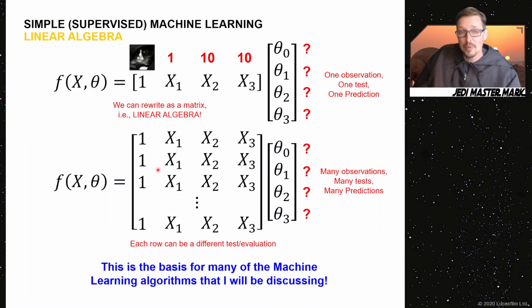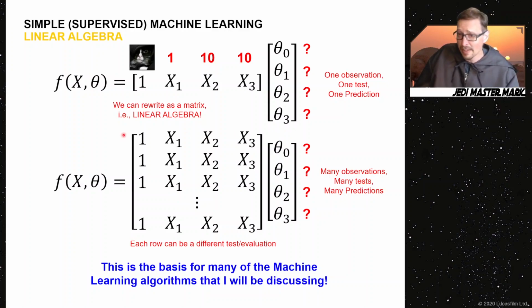So I use that example because what you actually have here is x1, x2, and x3. So you could put those values in this first matrix. And the second matrix is theta naught, theta 1, theta 2, theta 3. These are your model parameters. So this first one is an example of one observation. So you look at one observation or one test, and when you multiply these matrices together, you're going to get one prediction.